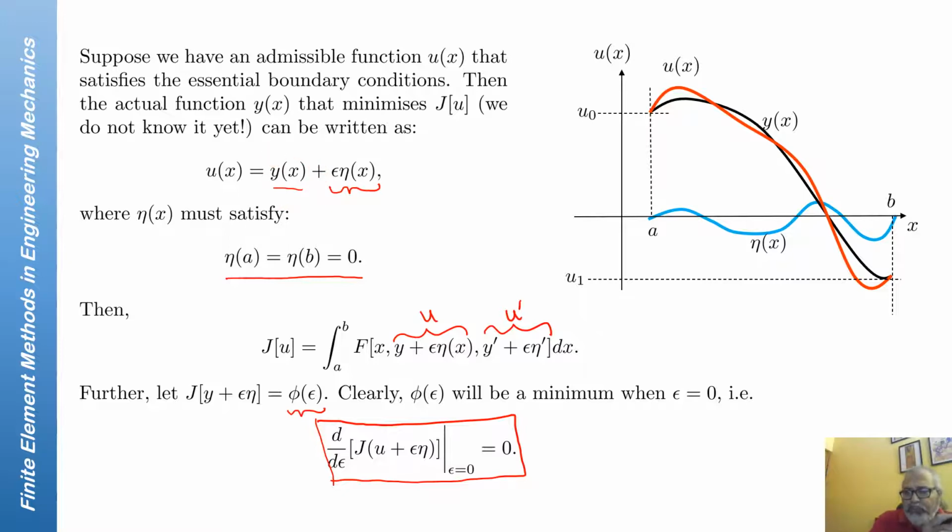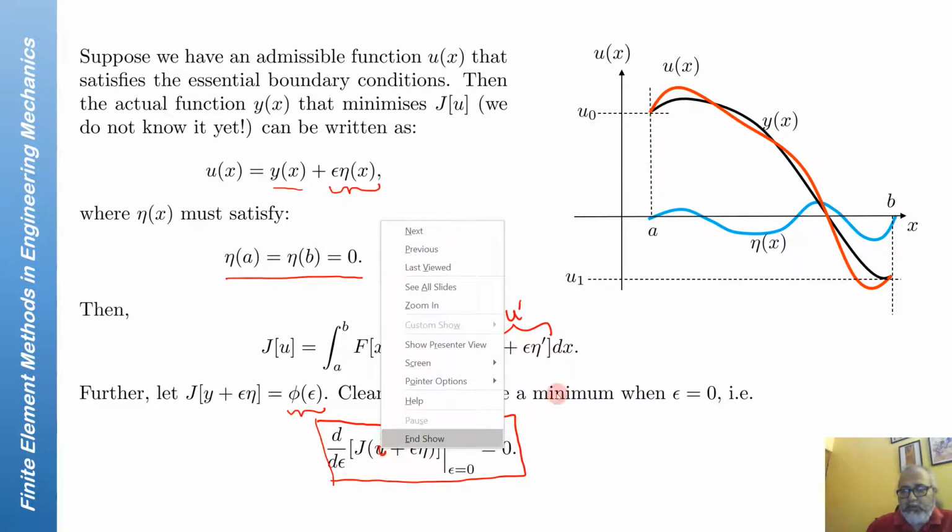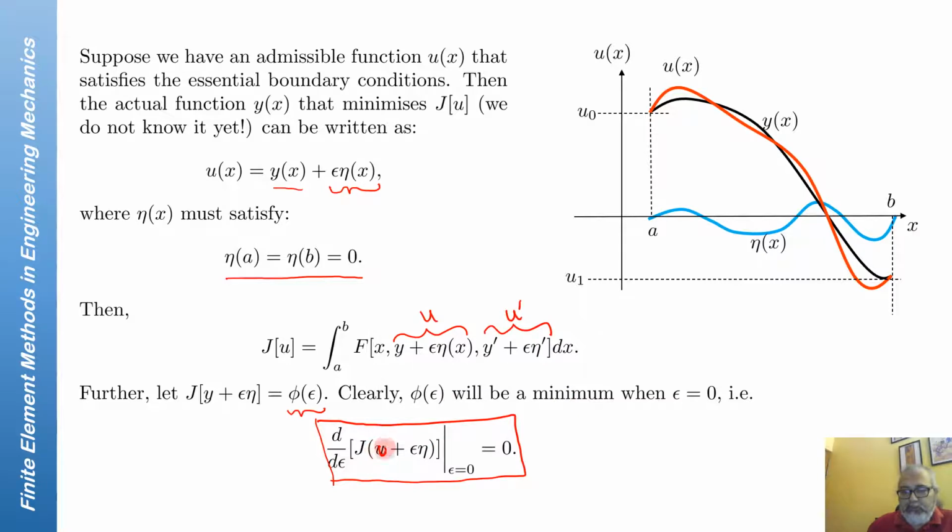So we know that when epsilon equal to 0, I have made a mistake here, this would be y. This would be y, I'm sorry. So when epsilon equal to 0, this would be a minimum, and when epsilon equal to 0, this quantity would be a minimum, and therefore d by d epsilon of that will be equal to 0. Now we will calculate this quantity from here.